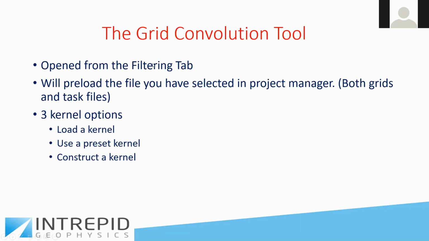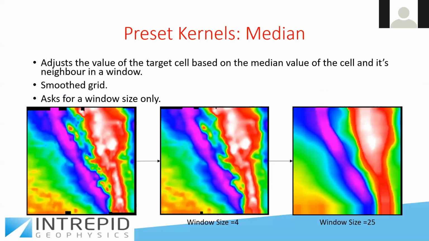So the grid convolution tool again is open from the filtering tab, and we'll preload the file you have selected in Project Manager, like the grid filtering tool. There are 3 kernel options. In the window, you can load a kernel file. You can use a preset kernel that is intrinsic to the tool itself, so it's not a separate kernel file. It's actually incorporated into the tool, and there's a kernel constructor tool as well.